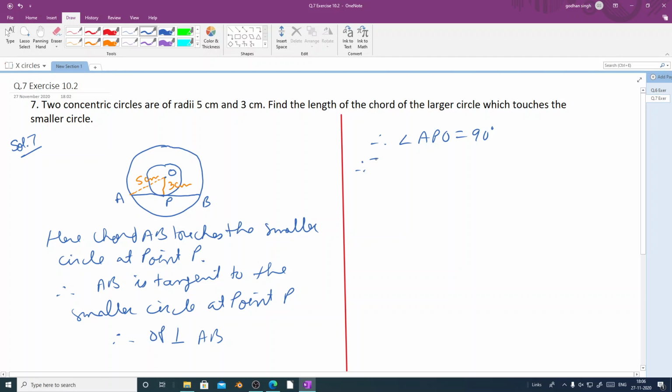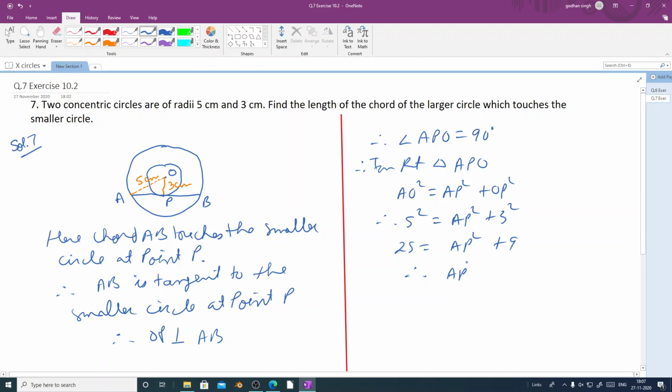So therefore in right triangle APO we will get AO square is equal to AP square plus OP square. Therefore, putting the value of AO, we will get 5 square equal to AP square plus OP is 3. So 3 square will give us 25 equal to AP square plus 9. So therefore, we can say that AP square equal to 25 minus 9, that is 16. Therefore, AP equal to 4. Therefore, we can say that AP equal to 4 centimeter.